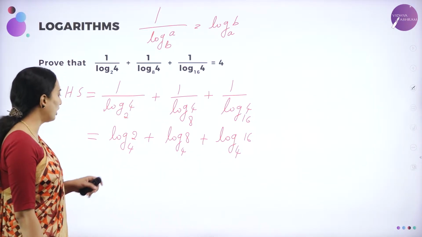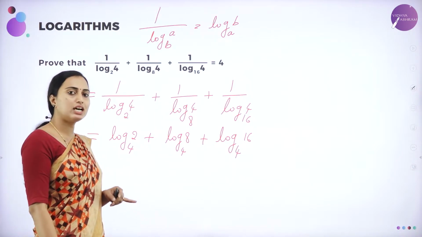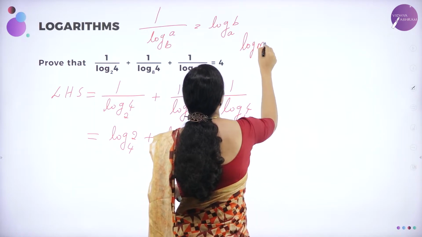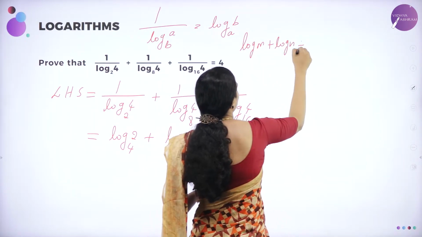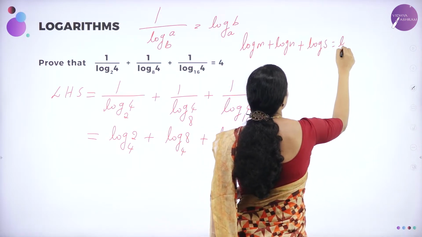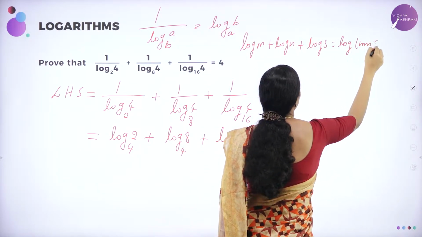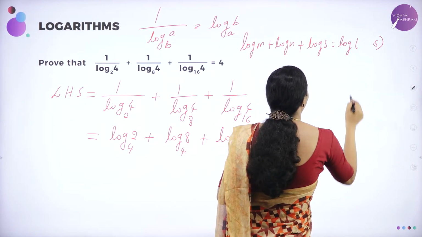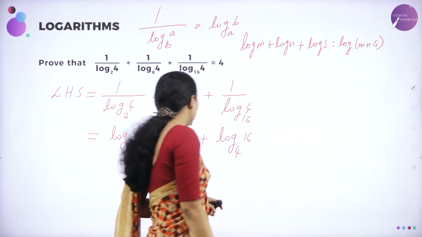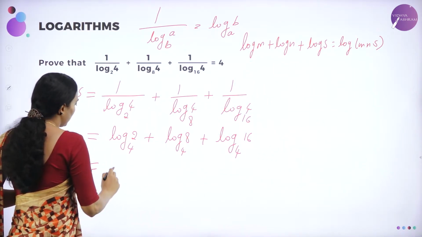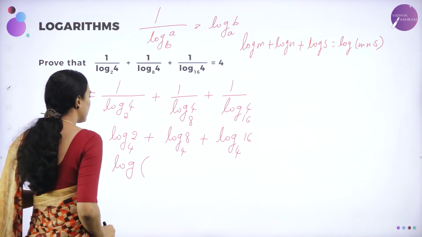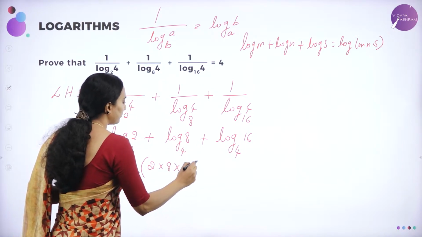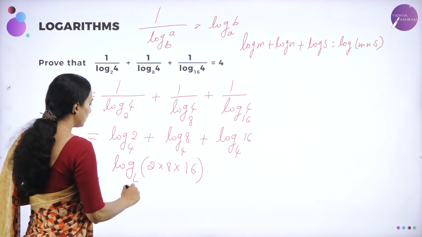Now dear students, you can observe the bases are same. If the bases are same, I can use another logarithmic law, which is nothing but log m to the same base plus log n plus log s can be written as log m n s, correct? So therefore, you can think of this as m n s. So log, you are going to have it as base 4, the same base, 2 into 8 into 16. What that will be equal to is log 4.